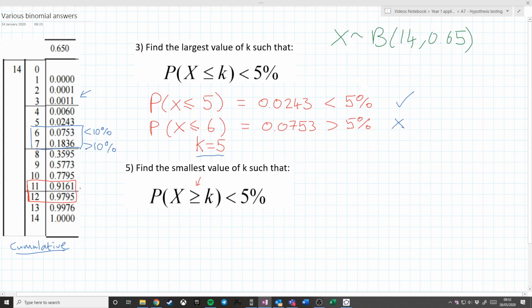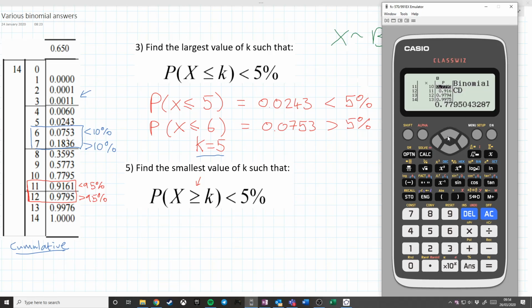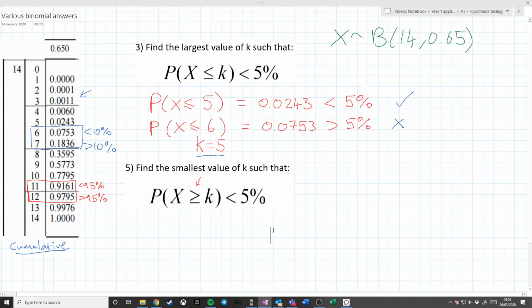So the way I always do it is I look at this and I say that this is less than 95%. This is greater than 95%. And that switch happens from 11 to 12. On the calculator, I could see that this value here is less than 95%, that is greater than 95%, and that happens from 11 to 12. Ignore these numbers on the left-hand side. 11 to 12 happens here. So I write these values down.